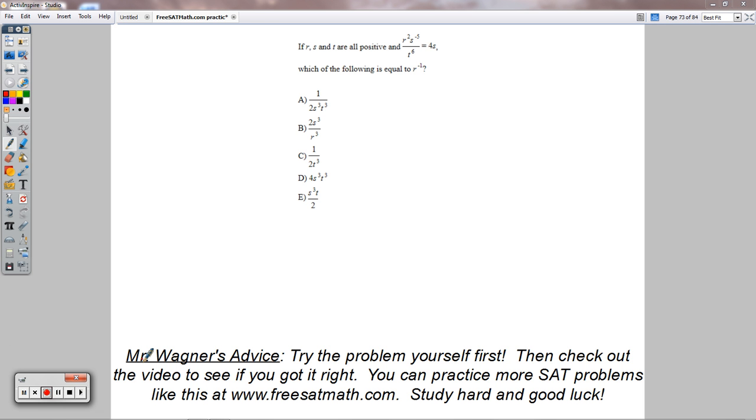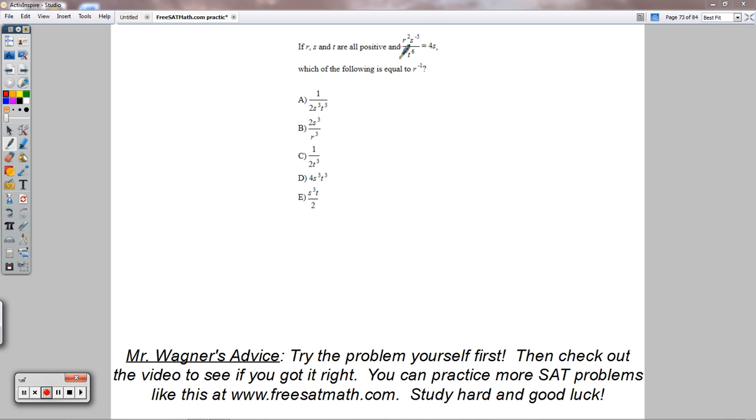This is SAT Math question number 73. This one says if r, s, and t are all positive and r squared times s to the negative fifth divided by t to the sixth equals 4s, which of the following is equal to r to the negative 1 power, r to the negative 1.